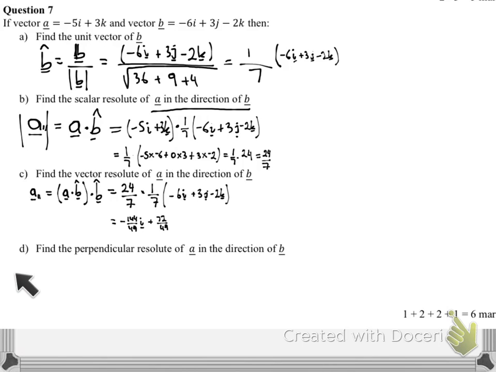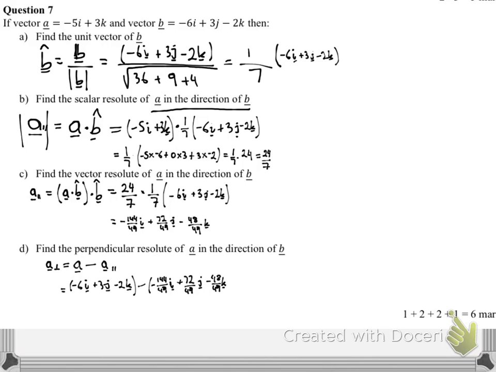Okay, so the last part D, find the perpendicular resolute of A in the direction of B. Here we have, there's the rule, vector A minus the parallel component. So you set up vector A, then you subtract the part we worked out in the previous question, that bit there is the parallel component. Now we've got some nasty fractions, so you've got to work through it carefully. The best way to do it was to set up a common denominator of 49.